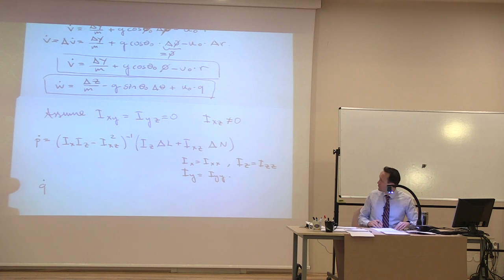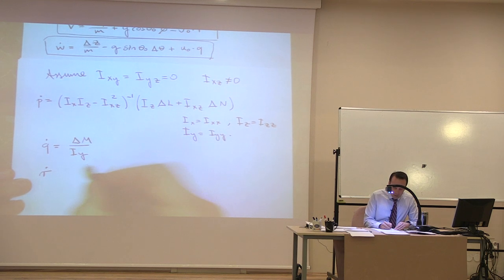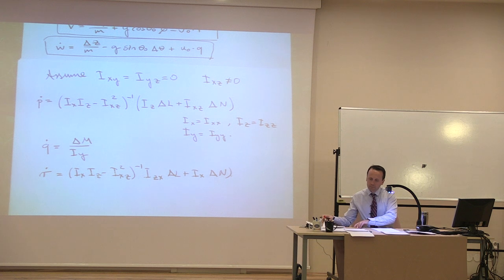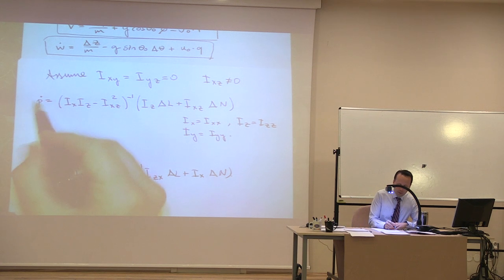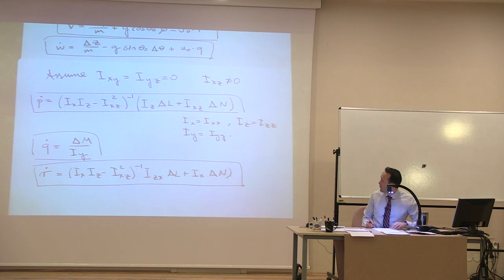Okay? So this is the p dot equation. The linearized q dot equation is equal to delta M divided by Iy. And the r dot equation is equal to Ixz over Ix Iz minus Ixz squared times delta L plus Ix delta N, still a perturbation equation. So you have three more equations, and these are the rotational dynamics.